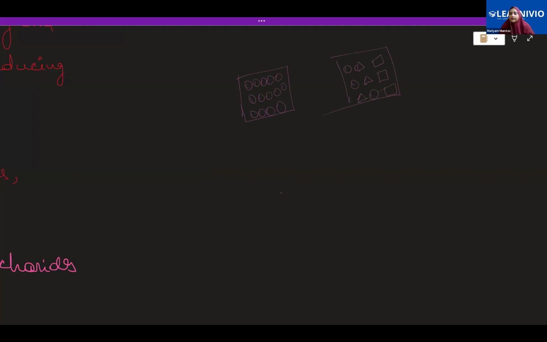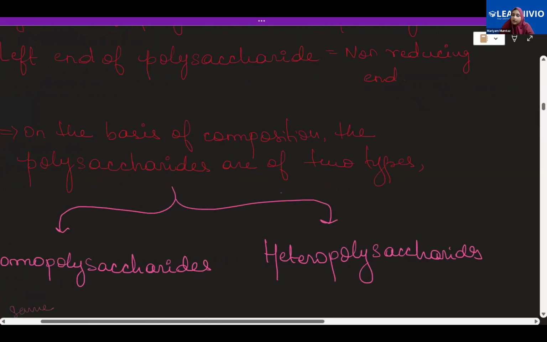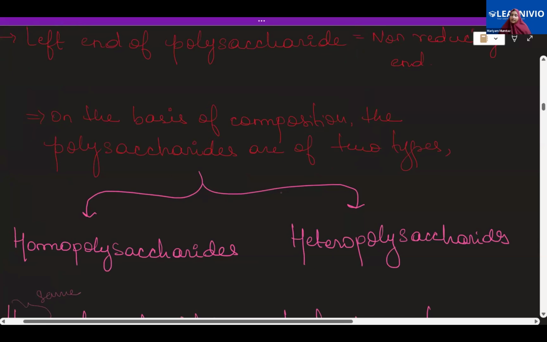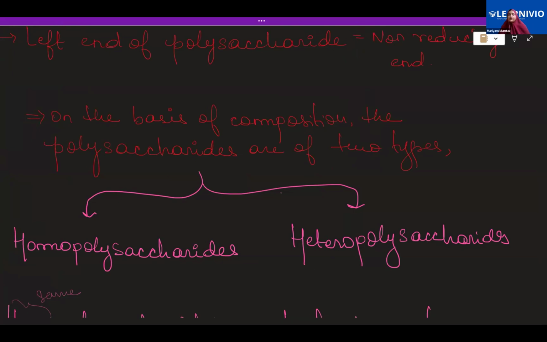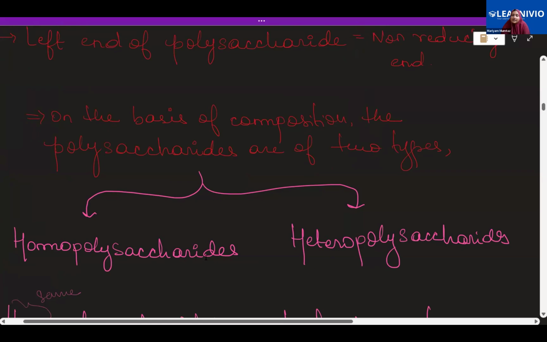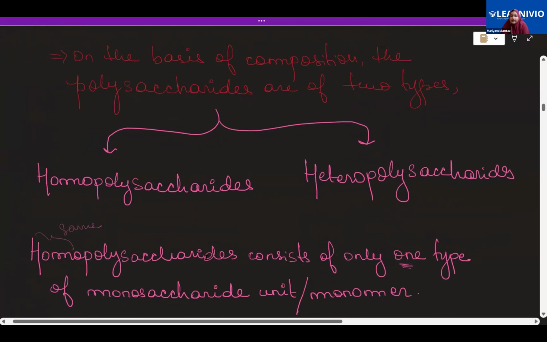Yes, ma'am. What is their difference? The units that they are made up of, right? In the first situation, you see only circles, whereas in the second situation, you see all sorts of shapes. So depending upon whether the polysaccharide is made up of only one type of monomeric unit or different types of monomeric unit, the polysaccharides are of two types, homopolysaccharides and heteropolysaccharides.